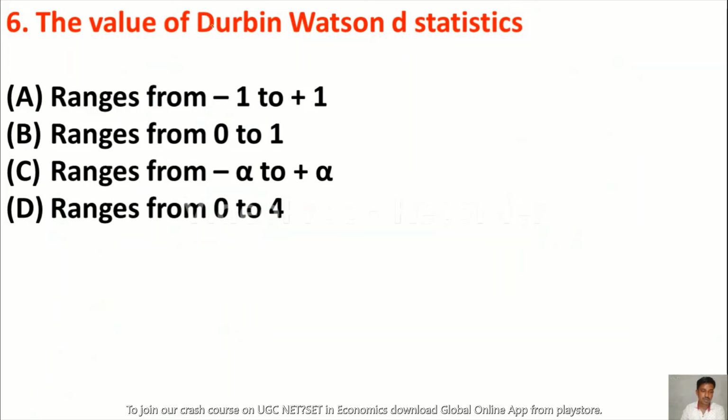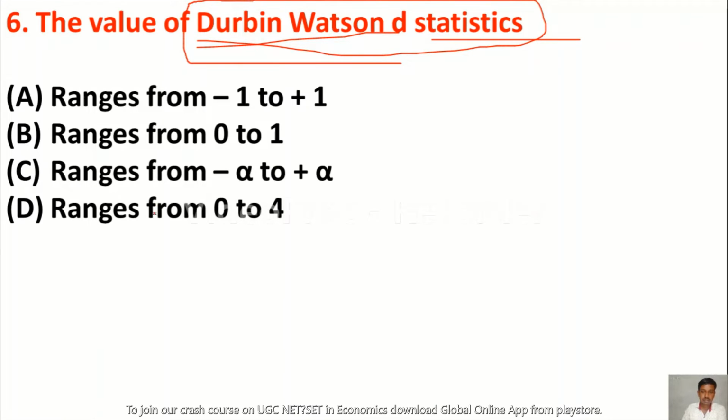So the next question is, the value of the Durbin-Watson D statistic ranges from option A, -1 to +1. Option B, ranges from 0 to 1. Option C, ranges from -infinity to +infinity. Option D, ranges from 0 to 4. So here the range of the Durbin-Watson D statistic is 0 to 4. So option D, 0 to 4, is the correct answer.